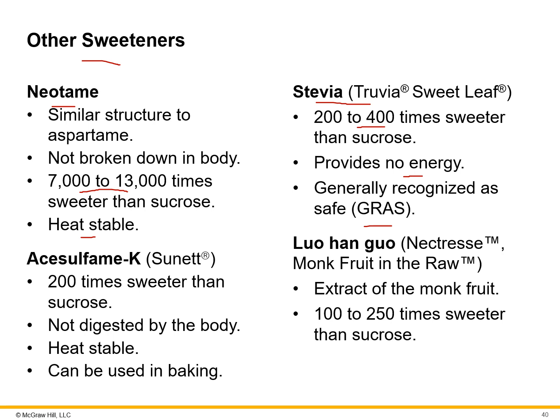The other two, though, are about the same, about 200 times sweeter. So the Luo Han Guo and then the Acesulfame K, or the Sunnet. Again, these are non-digestible. Some of them, though, are heat stable. So again, that allows them to be used for baking.